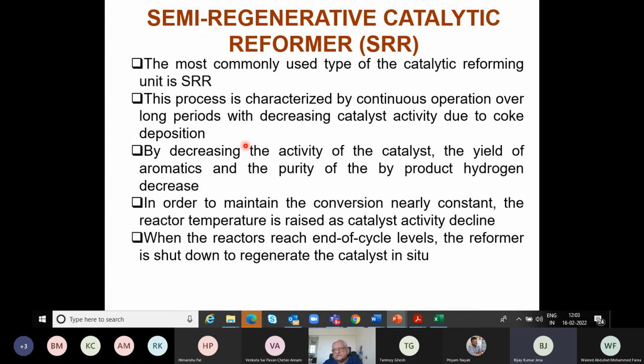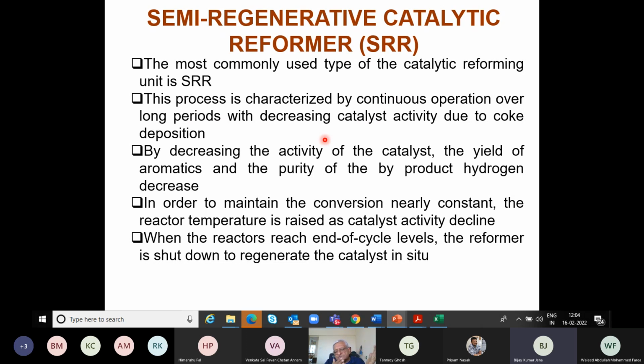So the reforming capacity present in Reliance in a single refinery is of the order of around 5 million ton per annum. So there are catalytic reformers there. Of course, it is cyclic, continuous regeneration. Here, it is semi-regenerative. The most commonly used type is semi-regenerative. This process is characterized by continuous operation over a long period. So it has something like a start of run and end of run.